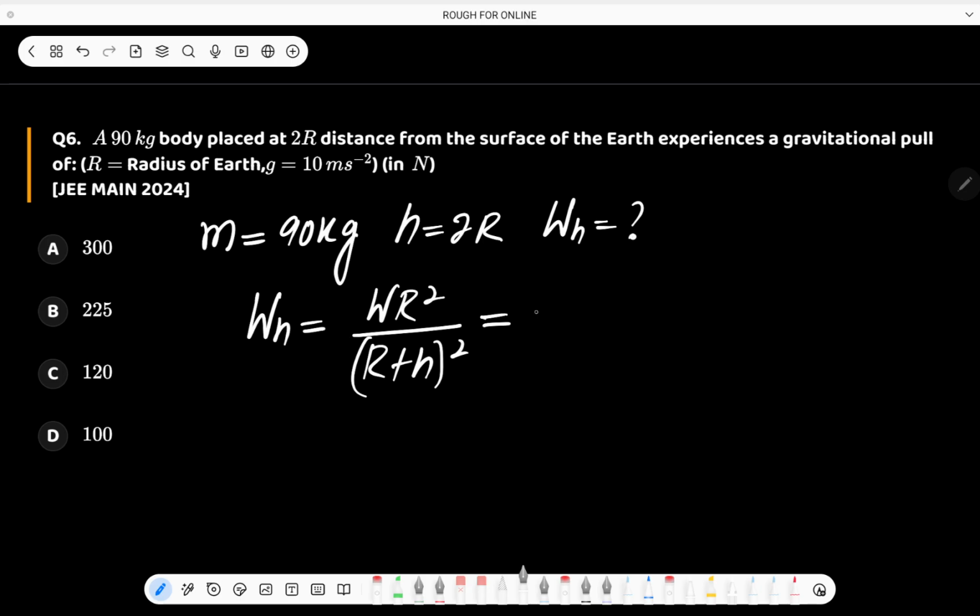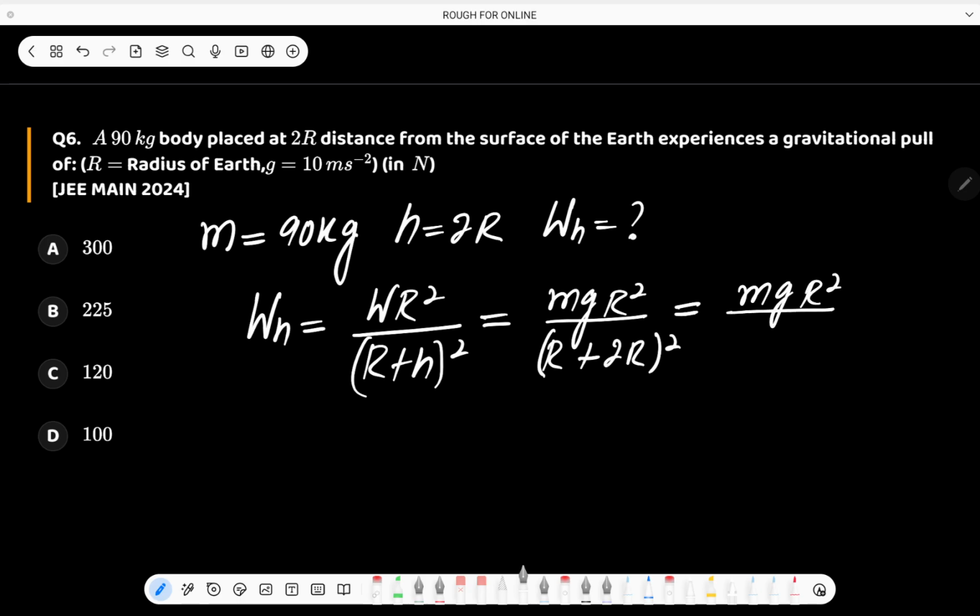Okay, now what I will do is that instead of this W I will write down M into G, we can write that, right? So here will come R square divided by, here will come, instead of R plus H we can write 2R whole square. All right, so this will be equal to mg multiplied by R square. In the denominator there will be 2R plus R, so that's equal to 3R. 3R whole square is what? That is 9R square. R square and R square will cancel. WH that will come is mg divided by 9. Right? mg divided by 9.